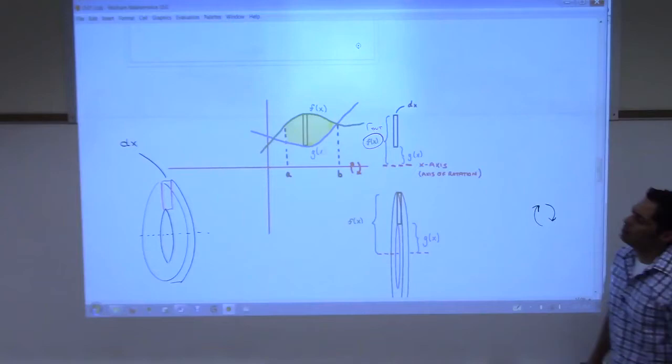And imagine now that I do this for a bunch of rectangles. So I had one rectangle. I'm going to do a bunch of them in here. Just like we did Riemann sums, we had an infinite number of rectangles in there. If I do this and spin all those rectangles around, then I'm going to get something like that, right? Yep. Bunch of disks in there.